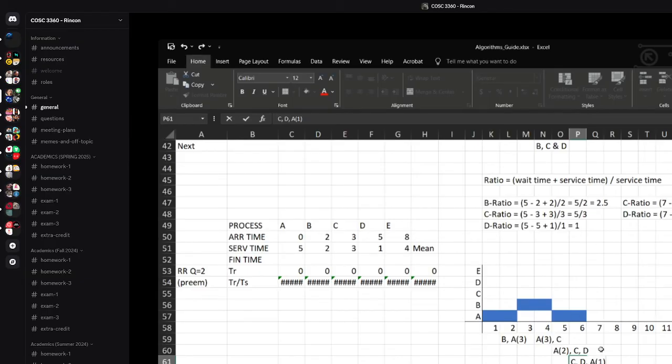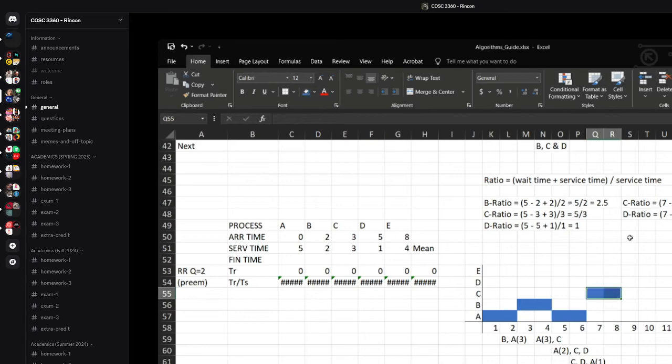Okay, so right here, C is first in the queue, so we're going to run C with a service time of 3 now. And again, C can only allow a quantum of 2, right? And it has a service time of 3. So we need to round robin it back. So we're going to run this twice.